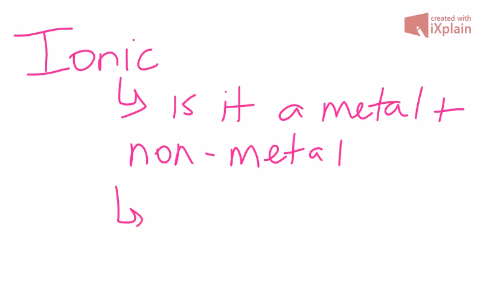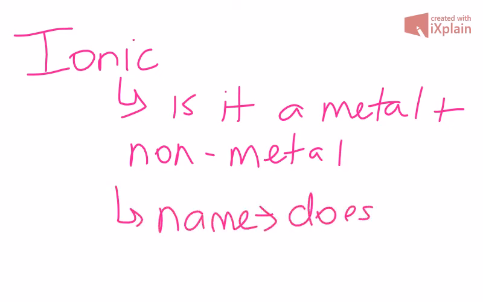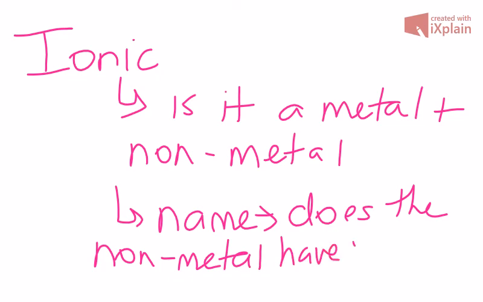The other way is when you're looking at the name, does the nonmetal have IDE as its ending? Okay, so when you see a metal plus a nonmetal and the nonmetal has IDE as the ending, that's another good clue that it's an ionic bond. Okay, so these are ways that we can start recognizing the type of bond that something is. Okay, so keep that in mind as we move forward.